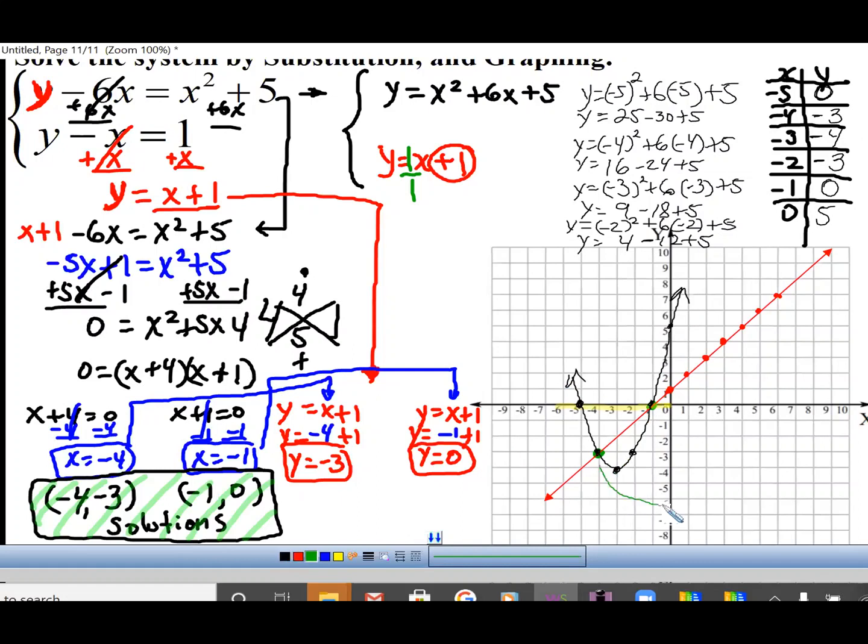Point to here. Point to there. Let me do that a little bit thicker. We're going to point to here. We're going to point to there. And we're going to label that what? Solutions. What are my solutions? This one is -4, -3, comma. What's the other one? -1, 0. Why are those solutions? Because that's where what? The graphs intersect.